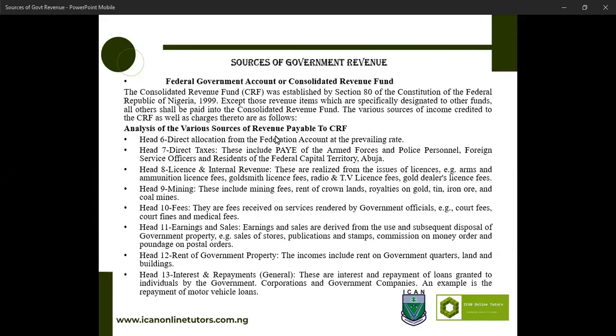Now, let me come to the same point here, looking at item 9, mining, which relates to solid minerals, that is, natural resources aside from oil revenue. We have gold, iron ore, and coal mines, and these can be extracted from any state in the federation. Once these solid minerals are discovered and explored in any state, the state doesn't have any right to collect such revenue. So are we going to say the federal government also has multiple collections? These are the reasons why the Constitution has stated separately the revenue that belongs to the federal government, that which goes to the state government, and that which goes to the local government.